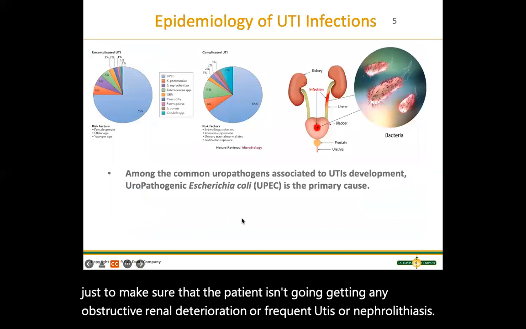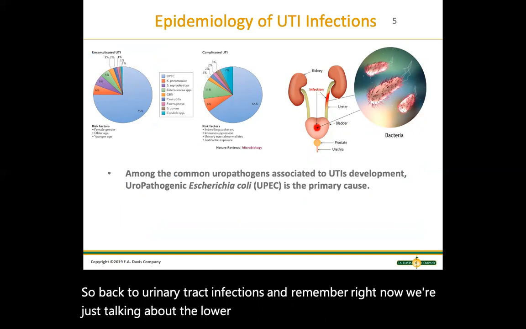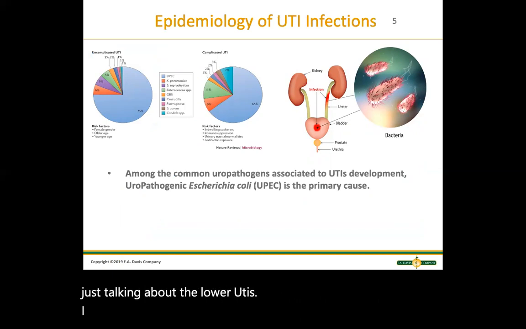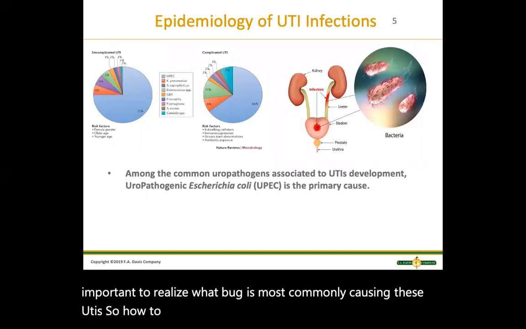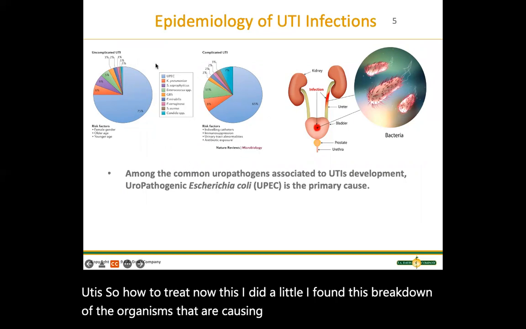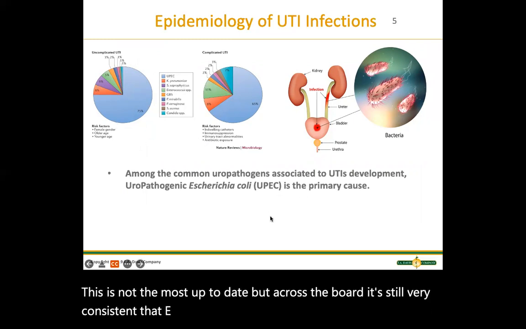Okay, so back to urinary tract infections. And remember, right now we're just talking about the lower UTIs. I just wanted to talk about the epidemiology of this because it's so important to realize what bug is most commonly causing these UTIs so you know how to treat. Now I found this breakdown of the organisms that are causing the UTIs, and across the board, this is not the most up to date, but across the board, it's still very consistent that E. coli is your primary cause, okay?